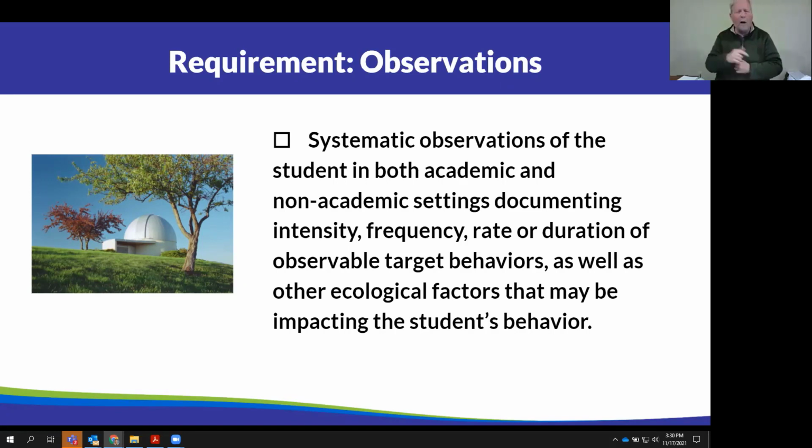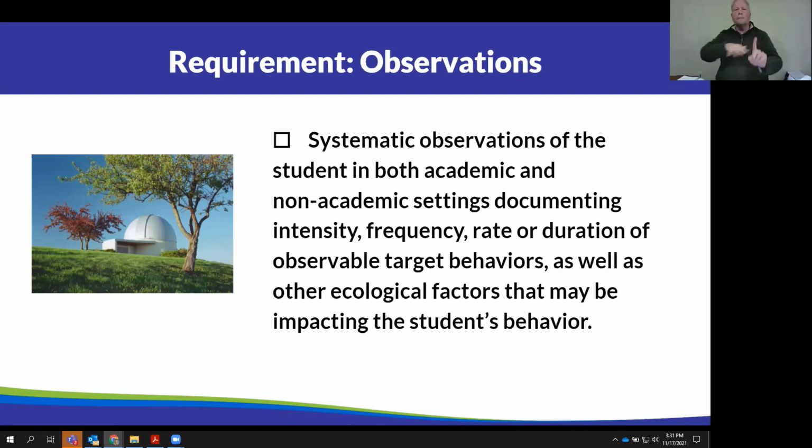So you want to have clear metrics depending on what the behaviors are. You might be measuring intensity, or frequency, or the rate of a behavior, or how long a behavior lasts. You need to know when, where, and how much you need to measure. So you want to do observations across multiple settings to help identify and determine patterns. And it's also important to remember that you're looking at ecological factors. You're not just observing with laser focus on the student.